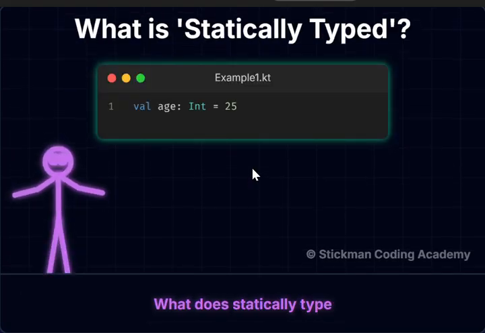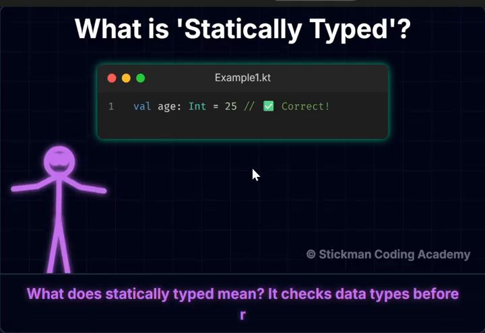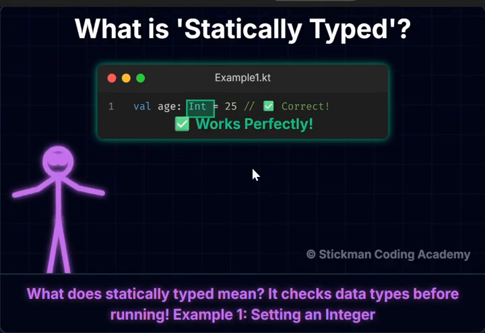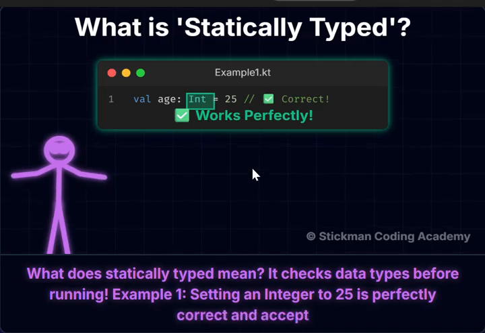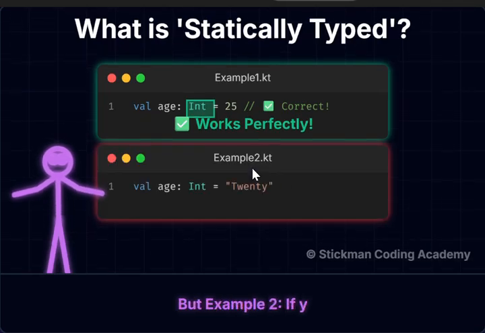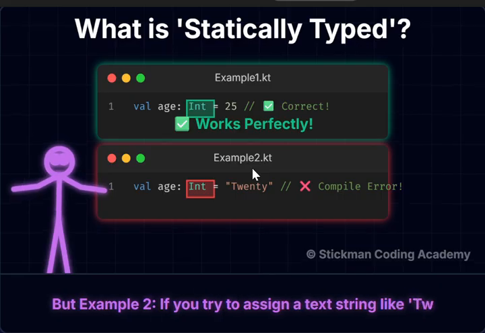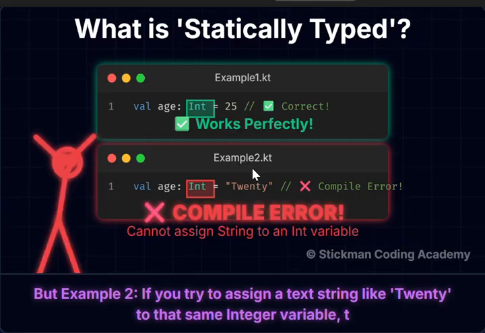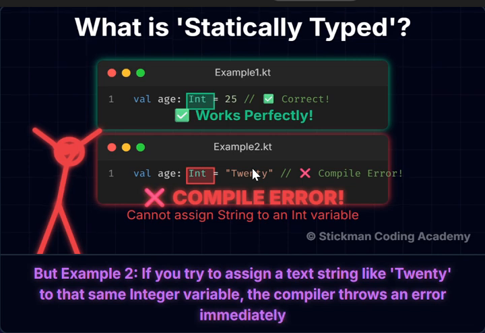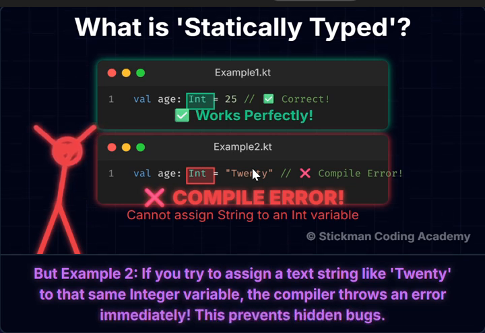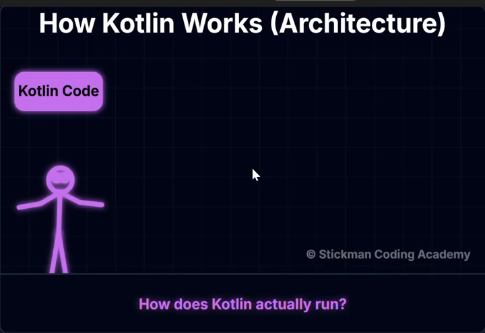apps using Kotlin Multiplatform. What does statically typed mean? It checks data types before running. Example 1. Setting an integer to 25 is perfectly correct and accepted. But example 2. If you try to assign a text string like "20" to that same integer variable, the compiler throws an error immediately. This prevents hidden bugs.